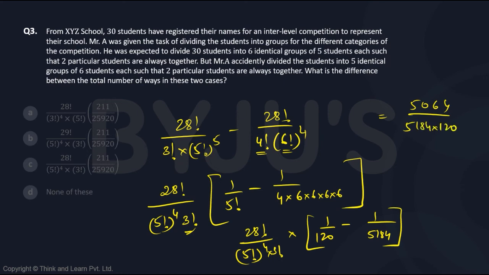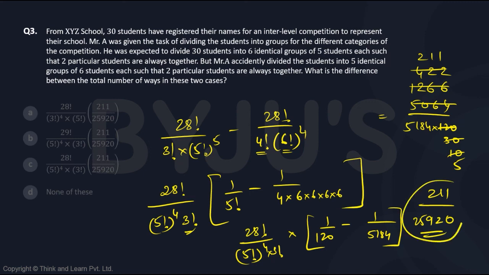So you can cancel out whatever gets cancelled. 4 goes 30 times, 3 goes 10 times, 2 goes 5 times. So you have 211 divided by 5184 into 5. So 5184 into 5 is 25920. So we get 211 by 25920 everywhere.